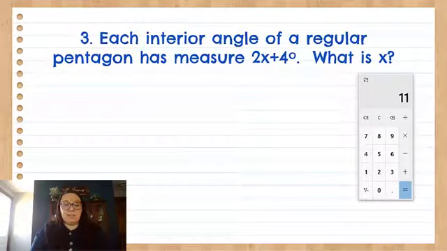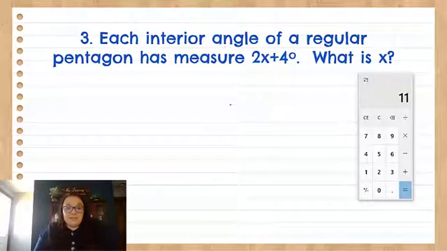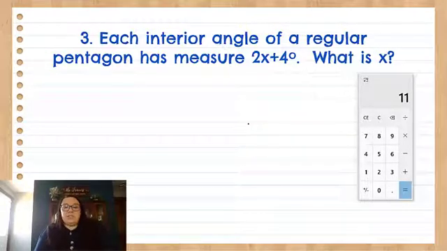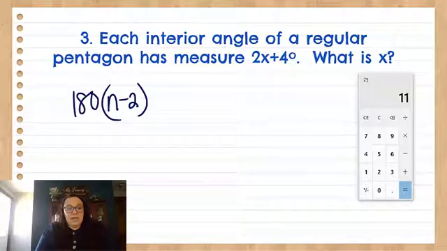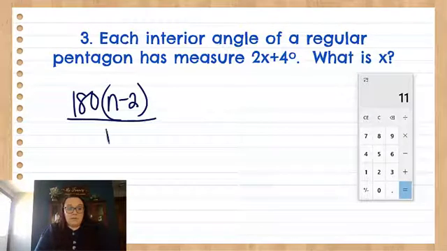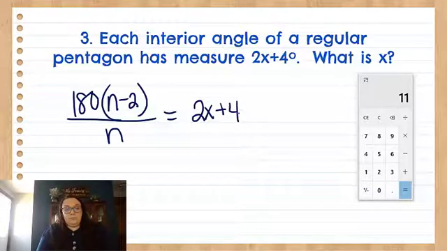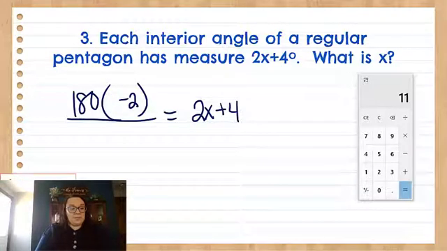Number 3, each interior angle of a regular pentagon measures 2x plus 4. What is x? So let's see, each interior angle. Okay, so the sum of the interior angles is n minus 2 times 180. And one of those interior angles I'd have to divide by n. That, they told us, is 2x plus 4. And we're trying to find x. Also, by the way, they told us it's a pentagon, so I actually know what n is. A pentagon means it has 5 sides, so I can put a 5 in both of these spots.